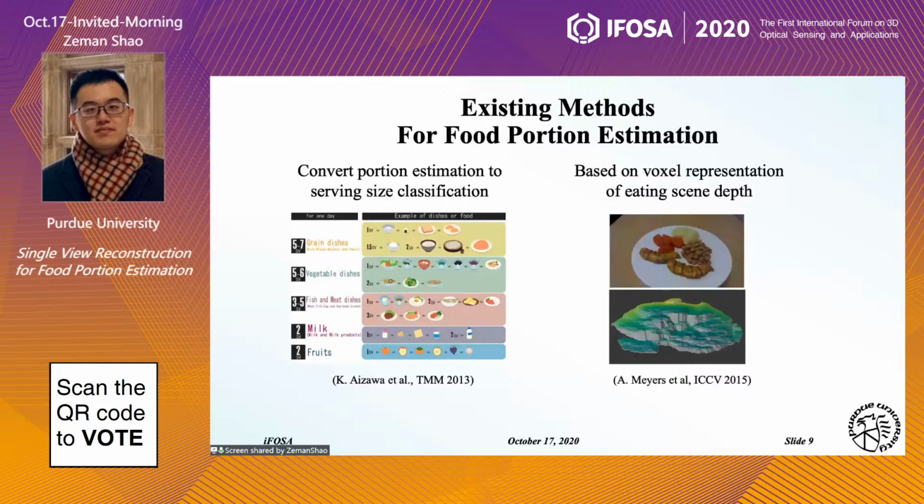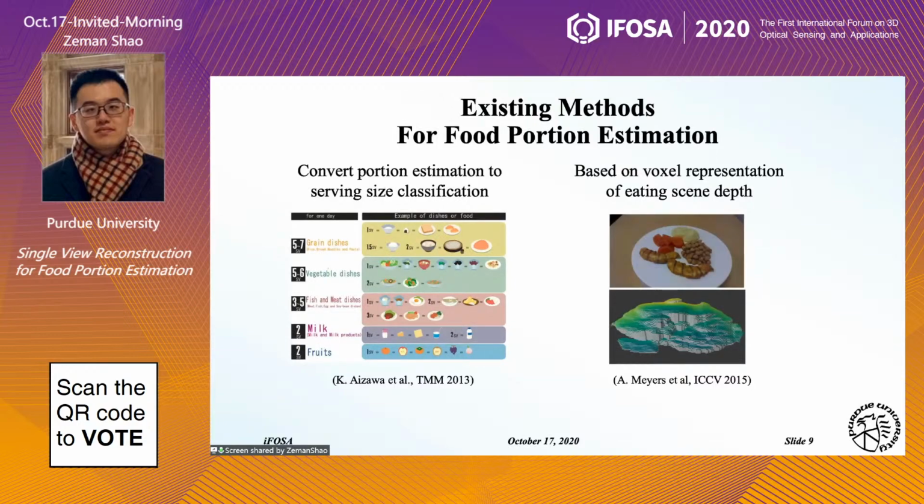Another group, Mayer's group, introduced the use of voxel representation for the eating scene. The voxel representation is obtained using the predicted depth map of the eating scene, and the food volume can then be estimated. However, no validation results on food energy have been reported, because converting food volume to food weight still requires food density. Also, there has been no follow-up work since 2015.